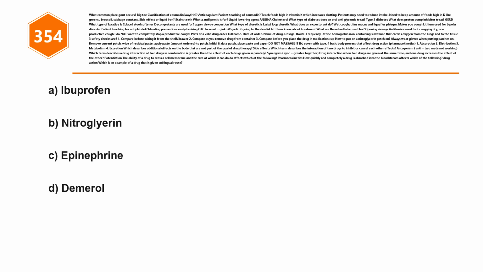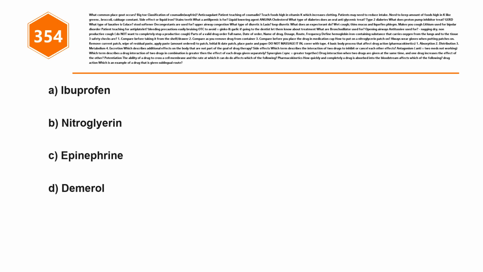What are bronchodilators used for? Opening airways. Antitussive: used for nagging, dry, non-productive cough. Do not want to completely stop a productive cough. Parts of a valid drug order: full name, date of order, name of drug, dosage, route, frequency. Define hemoglobin: iron containing substance that carries oxygen from the lungs to the tissue.